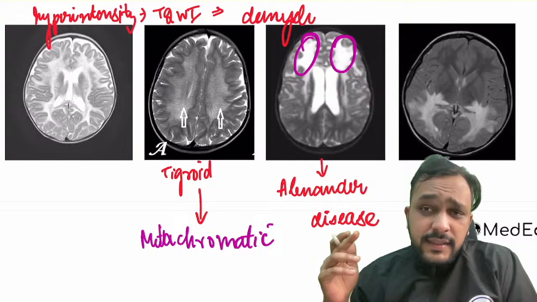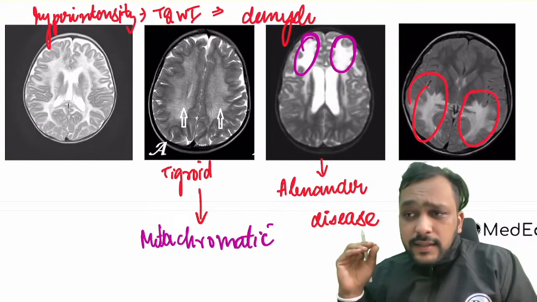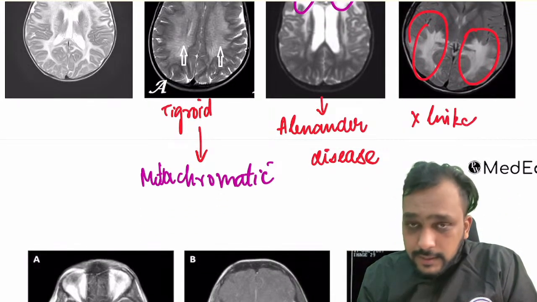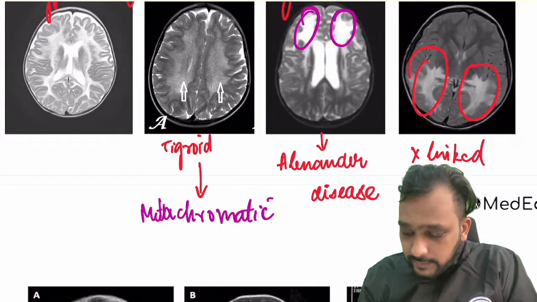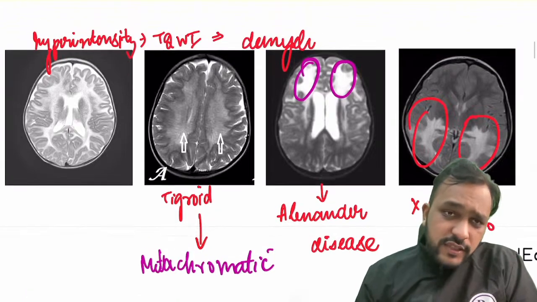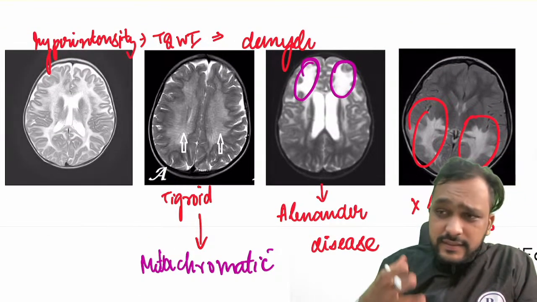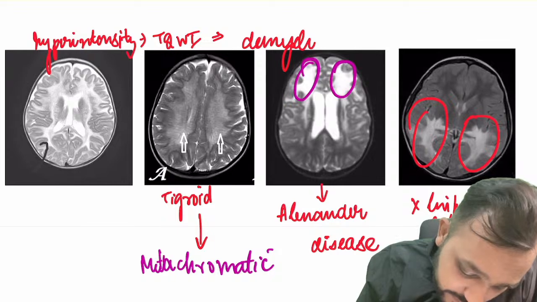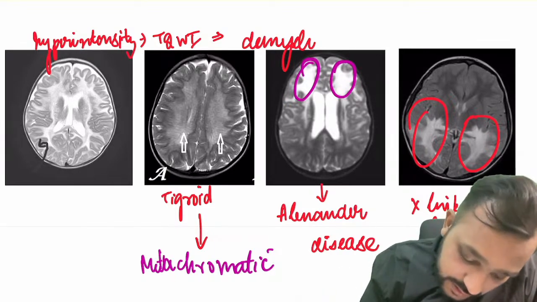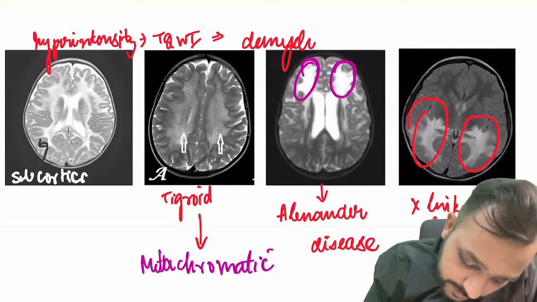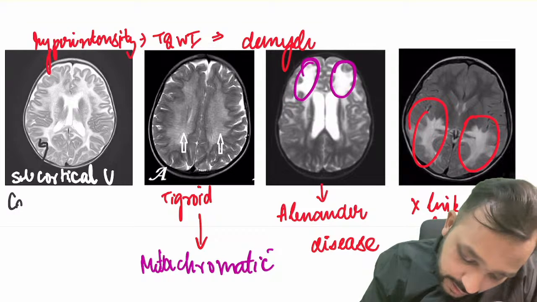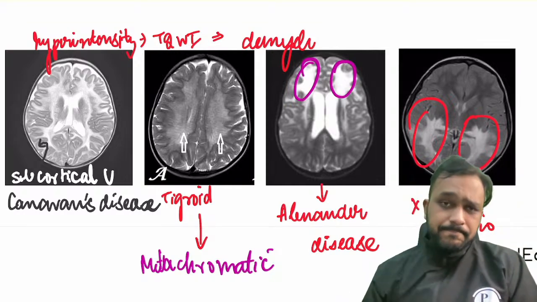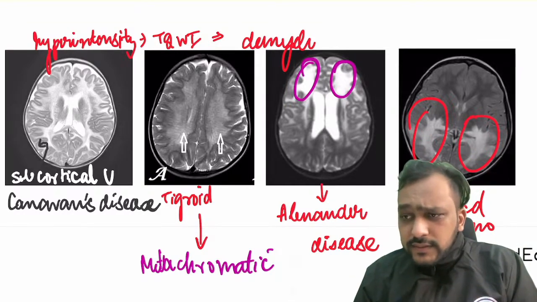Then in the last image we can see there is parieto-occipital predominance, and this parieto-occipital predominance is seen in X-linked adrenoleukodystrophy. Is that right? Now in the first image we can see hyperintensity in bilateral cerebral hemispheres, but it is also involving the subcortical U fibers. And when this happens, this is a case of Canavan's disease. Right? So I hope all the leukodystrophies are clear to you.